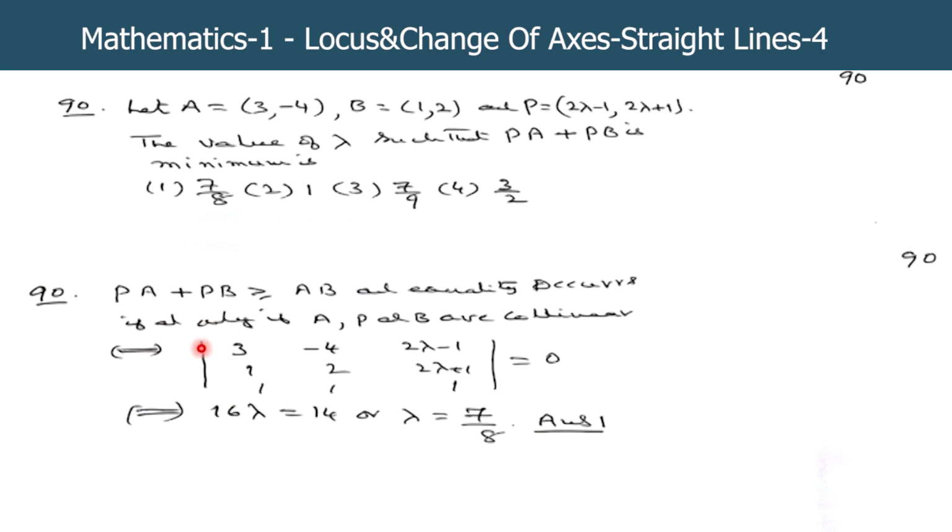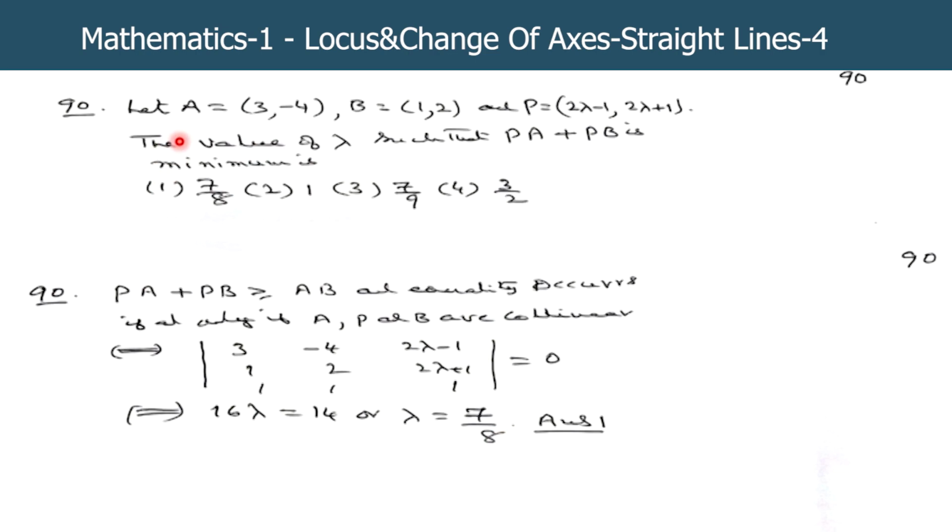So the condition for A, P, B to be collinear is that the determinant with rows (3, -4, 1), (2λ-1, 2λ+1, 1), (1, 2, 1) is equal to 0. This gives 16λ equal to 14, so lambda is equal to 7/8. So the correct option is 1.